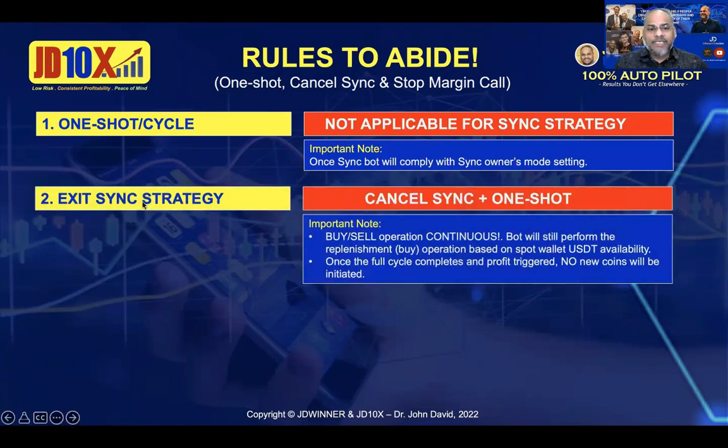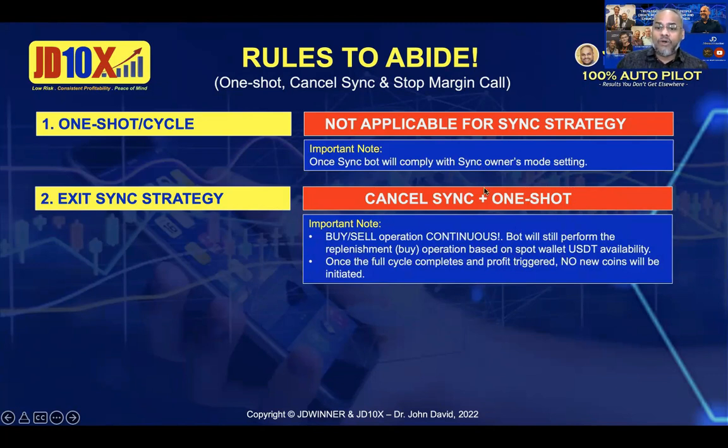The second rule is exit sync strategy. So what is the formula? To exit the sync strategy, you must cancel sync and put all the coins to one shot. Can you see that? This is where you can now use the one shot.